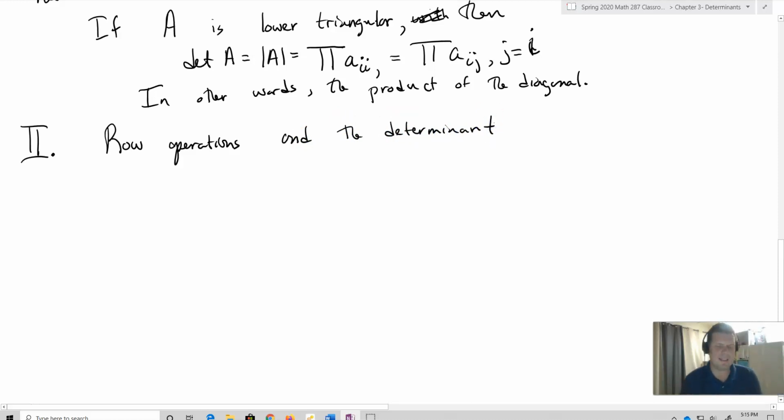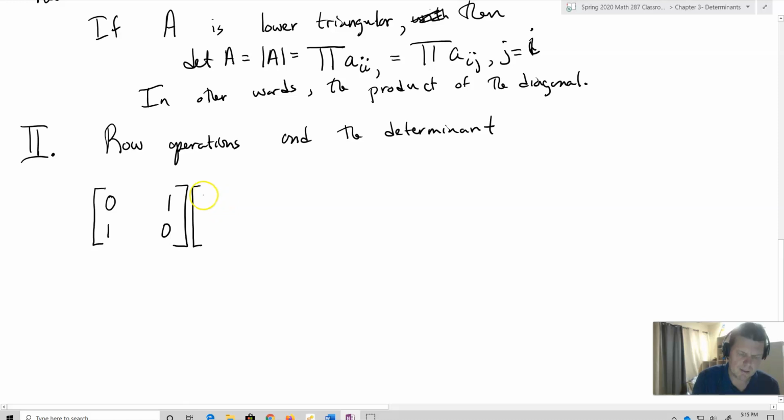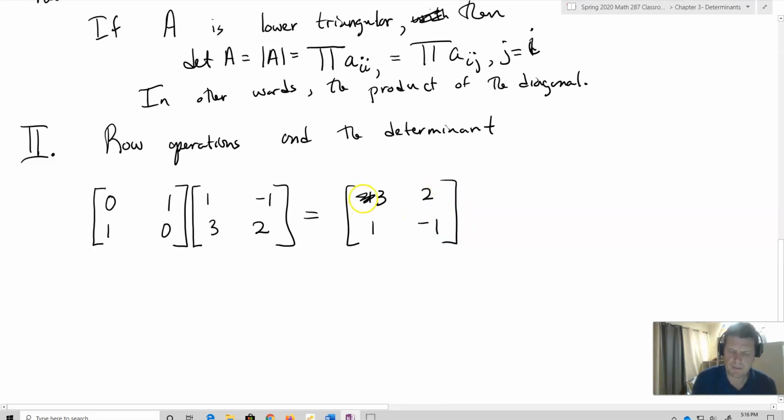So let's take, for example, a basic row operation, which is the permutation matrix, multiplied by our original matrix, which was 1, negative 1, 3, 2. What we know is that this is then going to give me negative 1, 3, 2, 1, negative 1. So that's my new matrix.